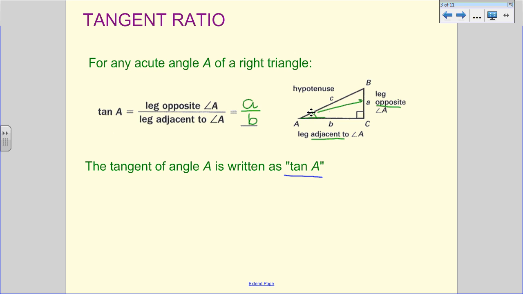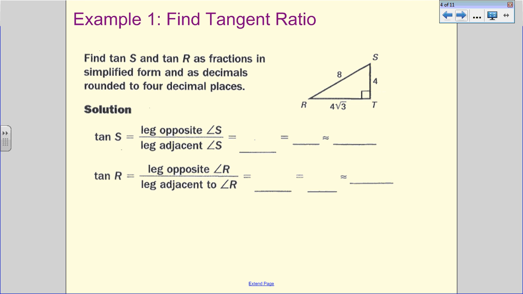So our first example is we want to find the tangent of two angles in there. We want to write them as fractions in simplified form and as decimals. So we're going to look at angle S. So tan S means to look at angle S, and we're going to look at the side opposite. We're going to go across from that, and that's been labeled with 4 square root of 3, and then we need to go adjacent to it, the side that's adjacent to it. Notice we talked about legs. We're not even looking at 8 because 8 is the hypotenuse of the right triangle. So we're only focused on these two sides when we're talking about tangent.